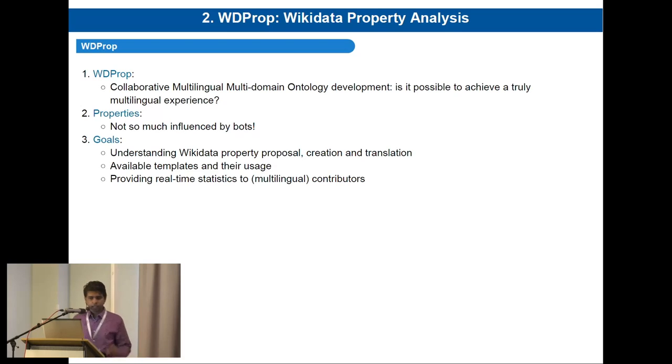So WDProp was created to understand every aspect: the proposal, the creation, the translation, and what templates are available. For example, you said support; if a French person opens a Wikidata translation page, can he see the word soutien for that particular property proposal? Is it possible? These types of things were needed. But at the end, it was also about giving real-time statistics to the multilingual contributors. It's not about making it and publishing it one time. You want people to get this data in real time.